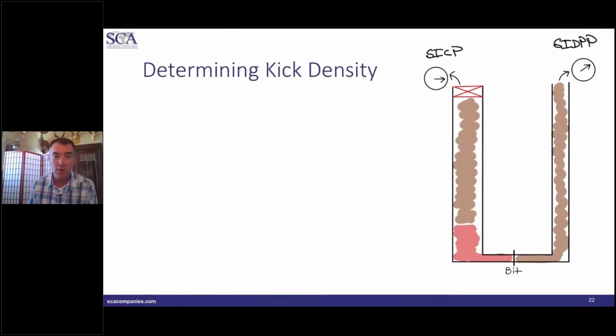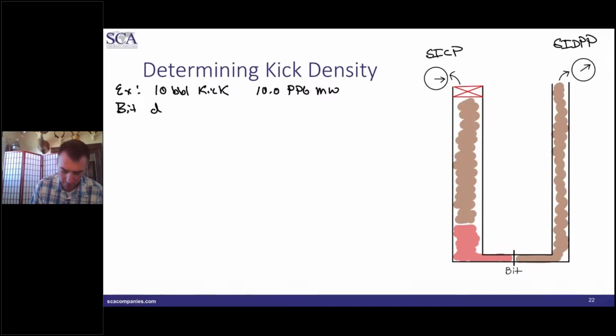Let's do a quick example. I think I have time in the next couple of minutes. So let's do an example. If I took a 10-barrel kick, and I was drilling with my 10 ppg mud weight, and my bit depth is my normal 10,000 feet, making it nice and simple.